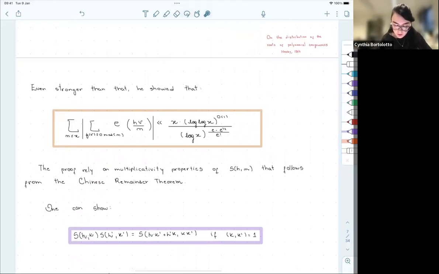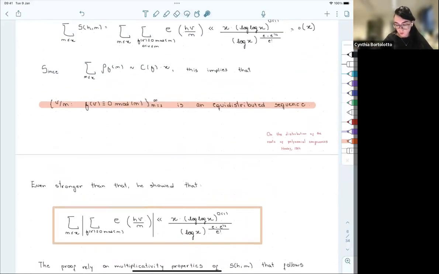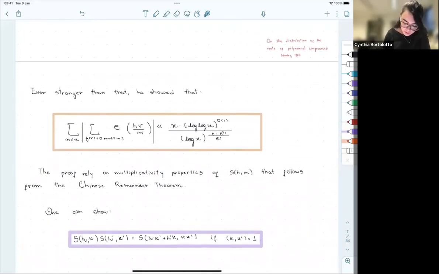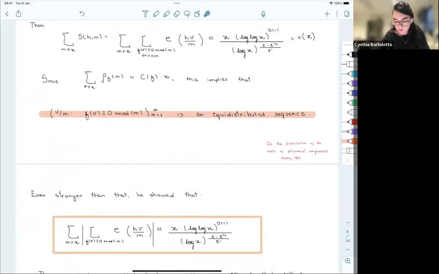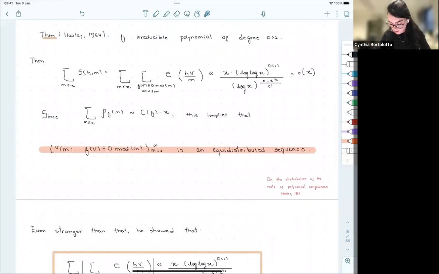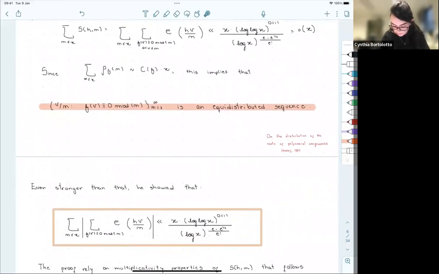Note that the inequality that he proves is actually stronger than what he needed. So to prove equidistribution of these roots, we just need to analyze this function, these sums here, and to prove this. And he managed to prove something stronger than that. He managed to actually put the modulus inside the sum here. So we have something a bit stronger than what we needed, and that's going to be necessary for what we're going to do afterwards.